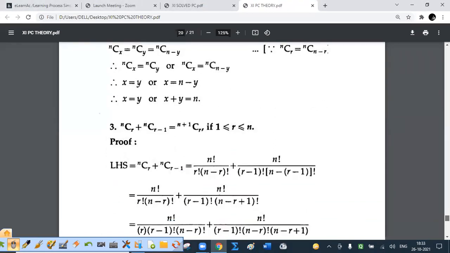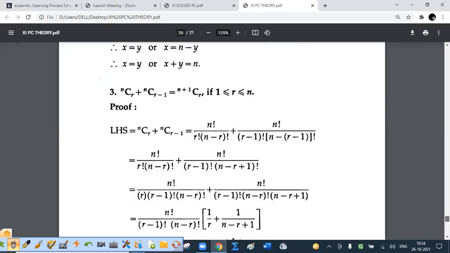Now, the third result is important. In fact, we have already proved this when we discussed factorial notation. A few of you will remember this. This is an interesting result. We will be using this in the topic binomial theorem. We are asked to prove that nCr plus nC(r minus 1) is what? (n plus 1)Cr. I repeat, nCr plus nC(r minus 1) is what? (n plus 1)Cr.